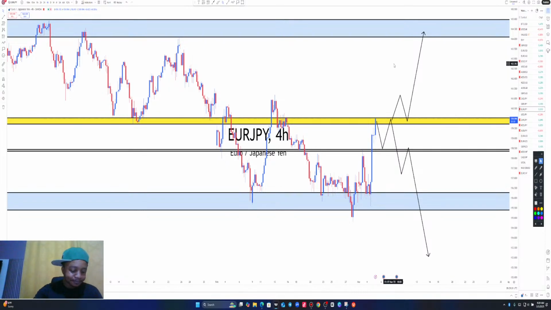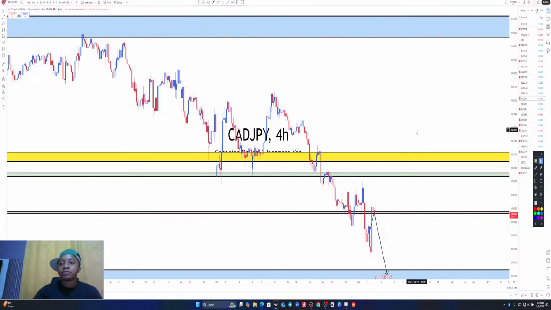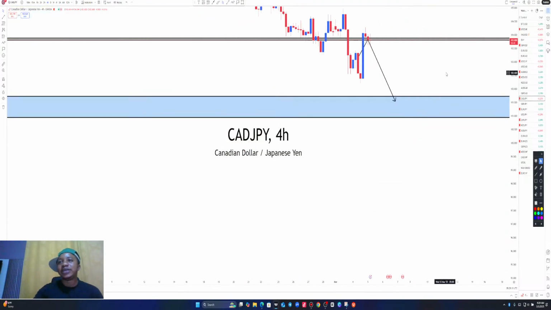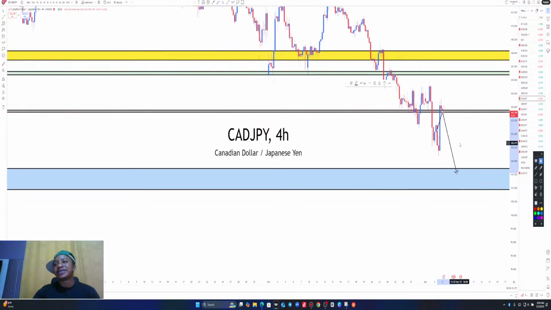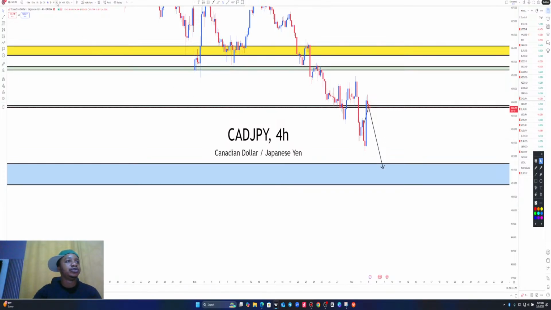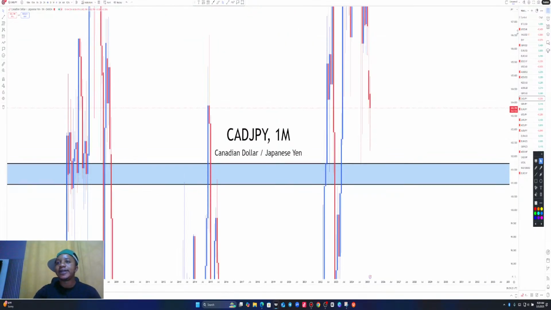CAD-JPY. Okay, so this is CAD-JPY. Yesterday we did some analysis on CAD-JPY. As you can see, the setup is already on. But let's talk about CAD-JPY. Is it still valid? Can we sell now? Let's find out as we go through the various time frames together.